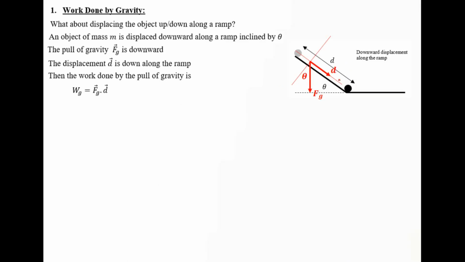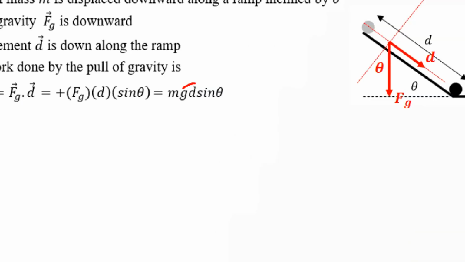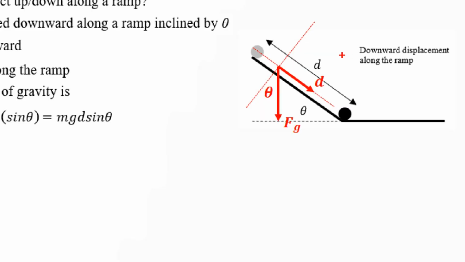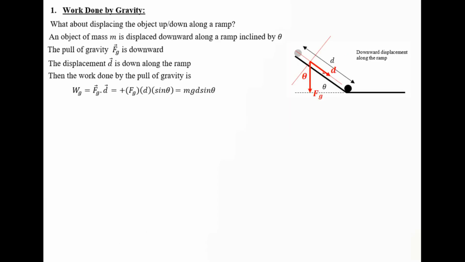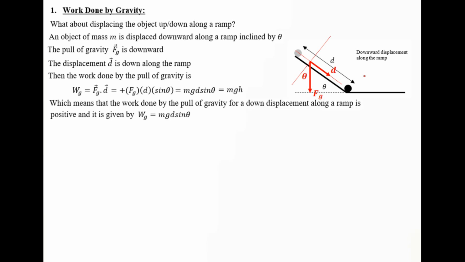Then the projection of the pull of gravity along the displacement would be sine theta, and the work is given by mgd sine theta. Here you should be very careful because d represents the displacement along the ramp. This can be written as mgh, as I will refer to now, which means that the work done by the pull of gravity for a downward displacement along a ramp is positive because we're moving down, and it's given by mgd sine theta, where d represents the displacement along the ramp.